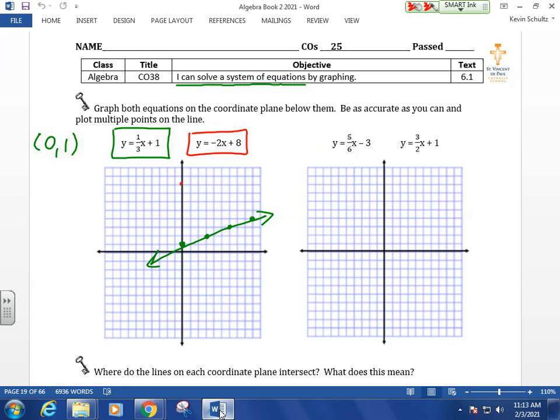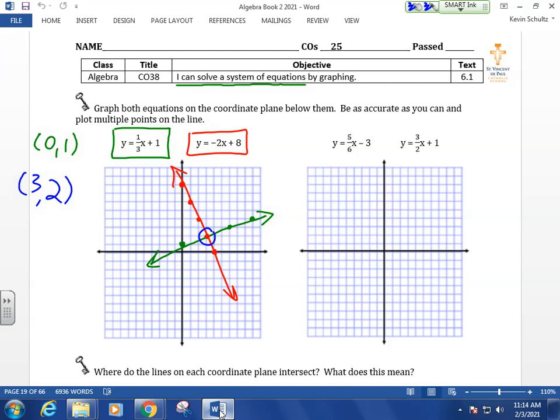So 0, 8 for our y-intercept, and then down 2/1 for our slope. Going to continue this, and lo and behold, there we have it. Okay, the one location where these two lines intersect. And that one ordered pair, that single ordered pair, looks like 3, 2, is a solution to both of them.